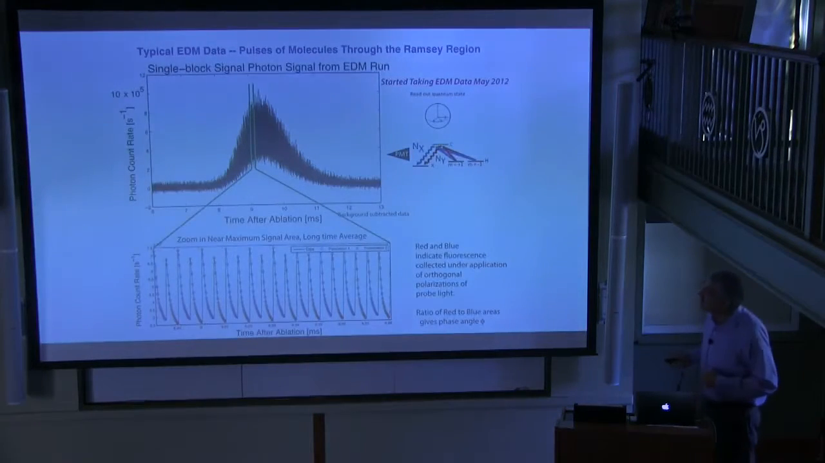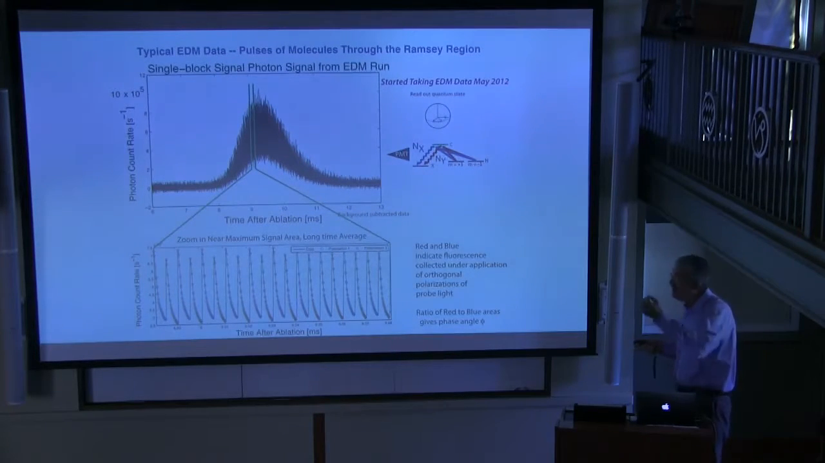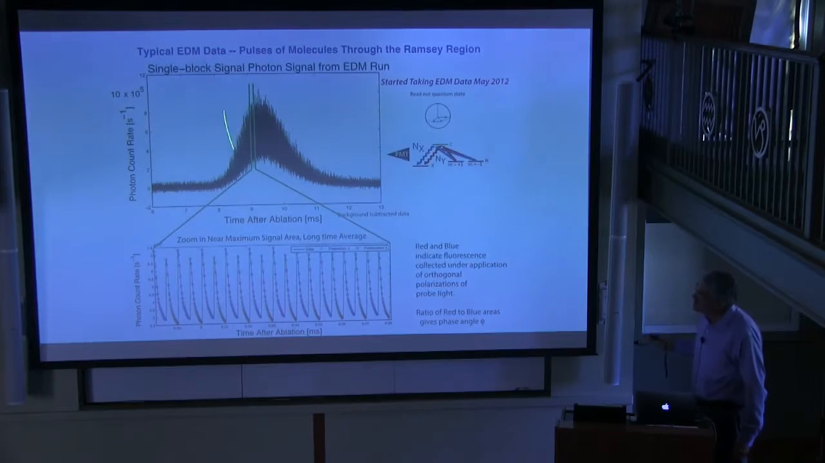Okay, so this is what the data looks like. This is time after ablation, so we ablate, and then 10 milliseconds later, these molecules have traveled into the interaction region. And what you're seeing looks very noisy. Well, it's not noise. As we switch the polarizations, we pump the molecules with one polarization, then the other polarization, and then here we have the number of photons collected in each one of those orthogonal polarizations, and that's how we can get the phase.